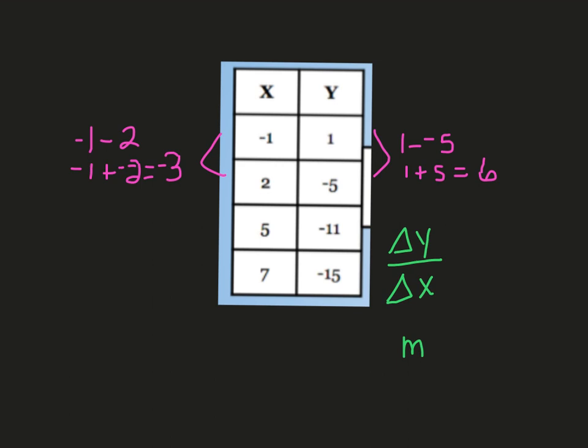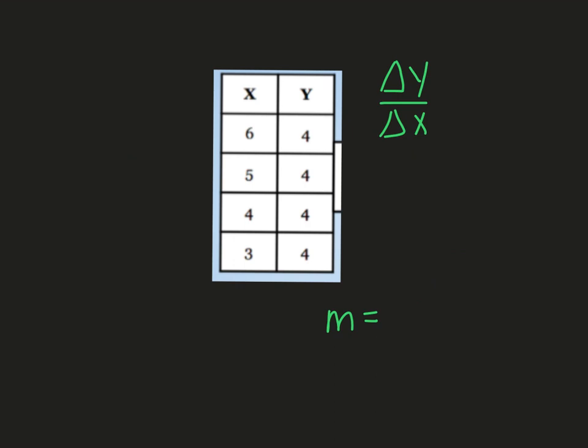So, the change in y is 6. The change in x is negative 3. So, let's reduce that or divide it out. So, 6 divided by negative 3 is negative 2. So that is your slope for that one. It's -2.